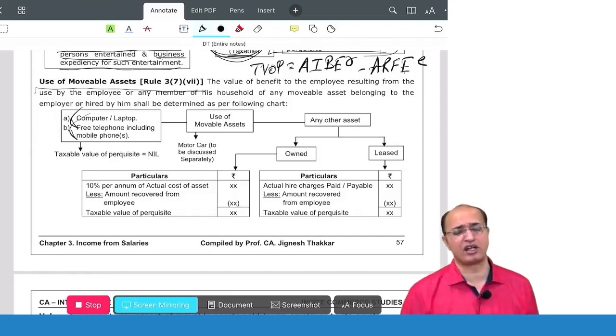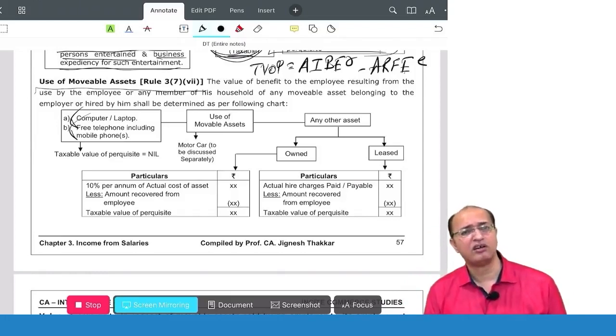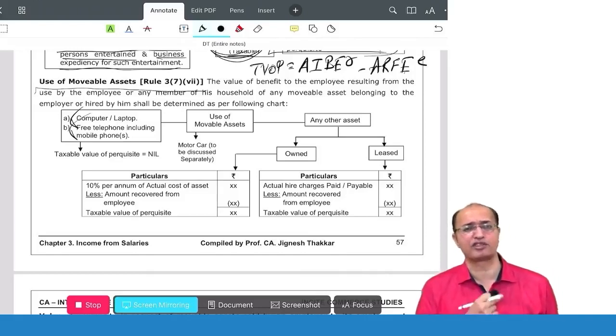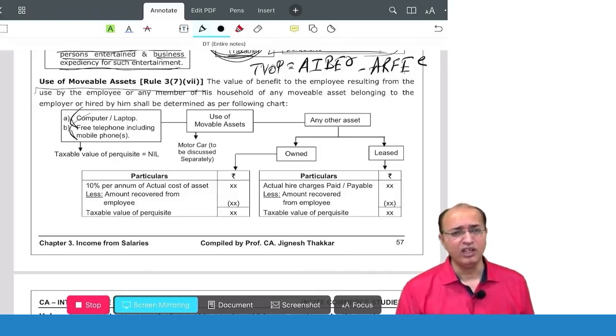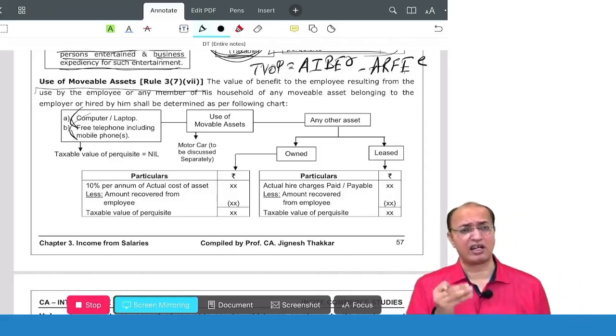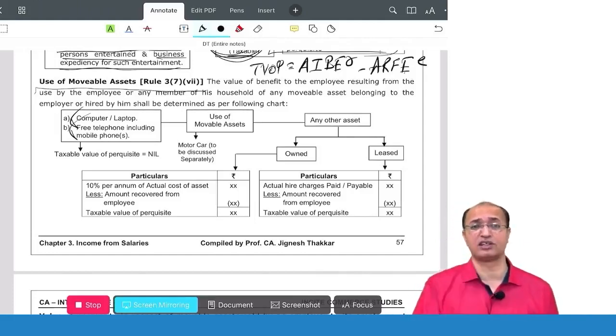Definitely there is a personal advantage to that extent. But is it possible to measure it? Is it practically possible to find out to what extent or for how much time it was used for personal purpose? Practically it is nearly impossible. But it is implied that laptop and telephone facility will be provided to the employee when the nature of the job demands it.